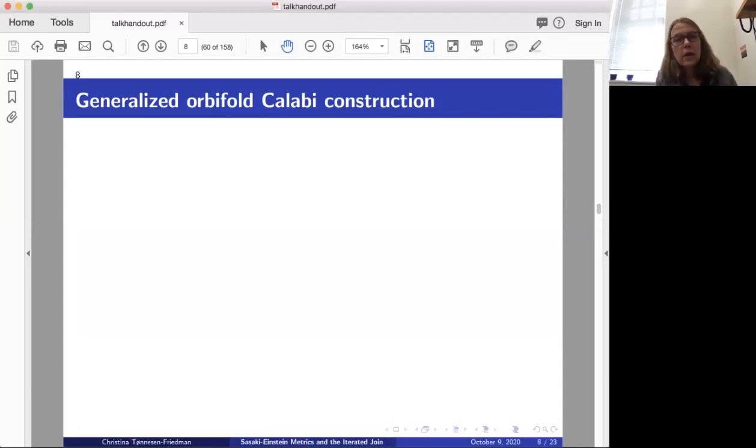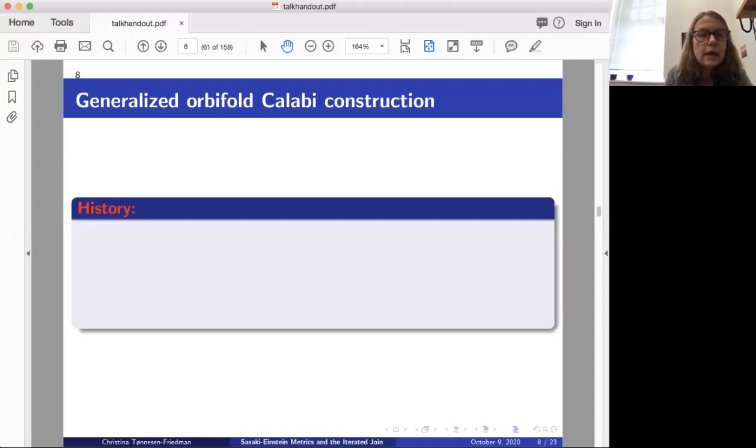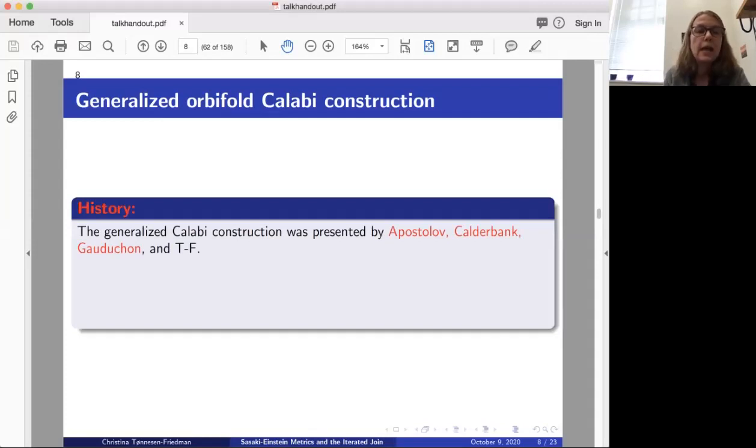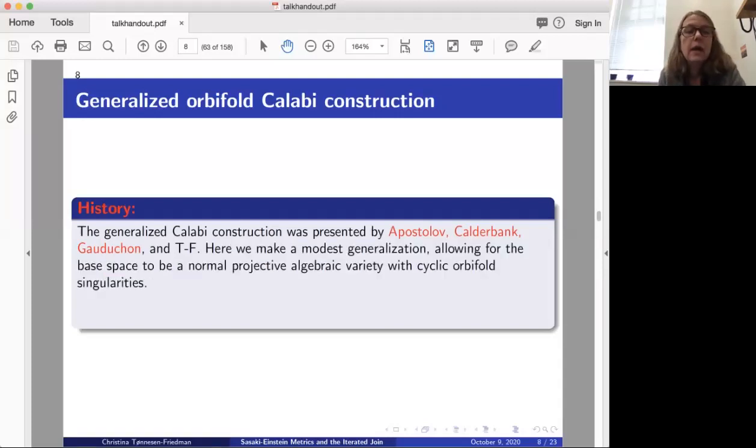So I'm now going to talk about the generalized orbifold Calabi construction, and that comes from a lot of people's work, in particular joint work that I've done with Apostolov, Calderbank, and Gauduchon. We are just generalizing this a tiny bit, and we're not the only ones who thought about that generalization. We're just doing as much as we need. I want to acknowledge that there's a very large history behind all this. The phrase generalized Calabi construction, I believe, appeared first in the paper of Apostolov, Calderbank, and Gauduchon.